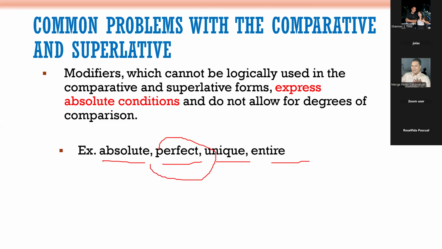So, kapag sinabihan ka ng manliligaw mo or ng boyfriend mo, you are the most perfect girl for me. So, definitely, you have to break up with that person. Kasi, hindi nga niya matama yung grammar niya eh. Yung relasyon pa kaya. Uy, relasyon pa kaya? Hindi, joke lang. So, yun.